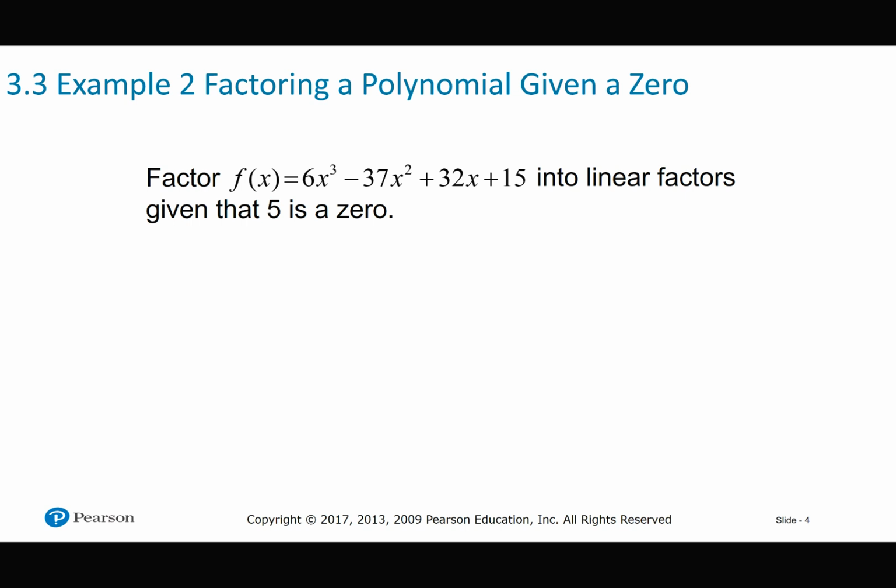All right, let's take a look at another one. I want to actually factor this polynomial into linear factors, given that 5 is a 0. What that's saying is f of 5, if I were to put 5 in here, I would end up with 0. So if I did 6 times 5 cubed minus 37 times 5 squared, if I listed that all out, I would get 0. And they're telling me, given that 5 is a 0.